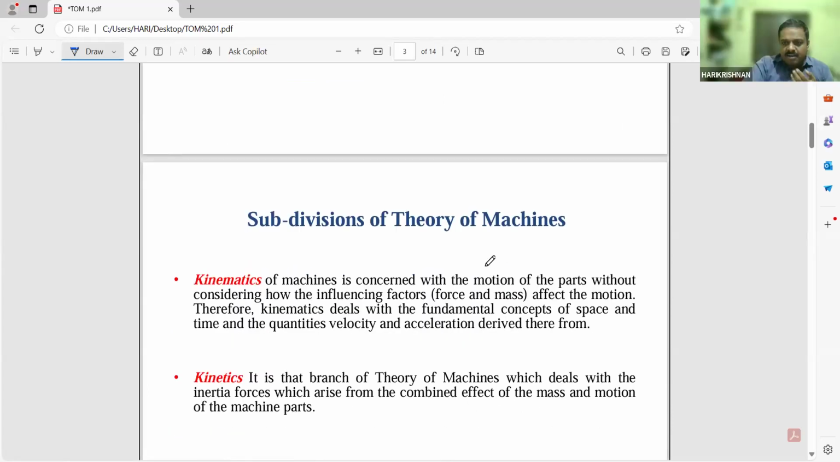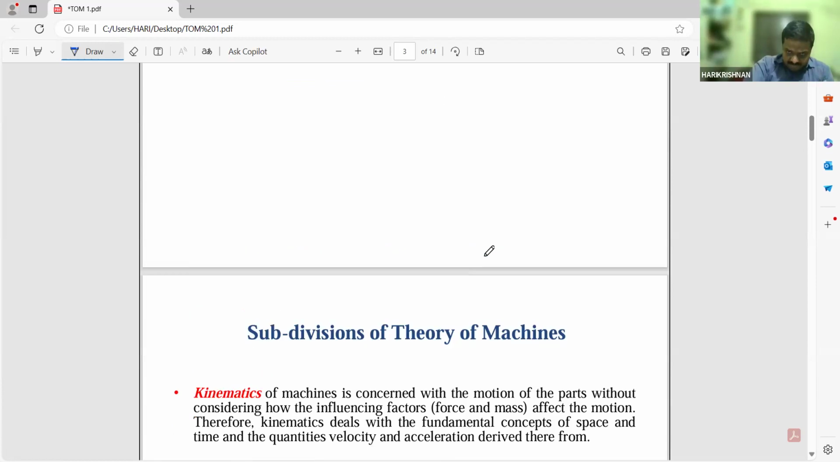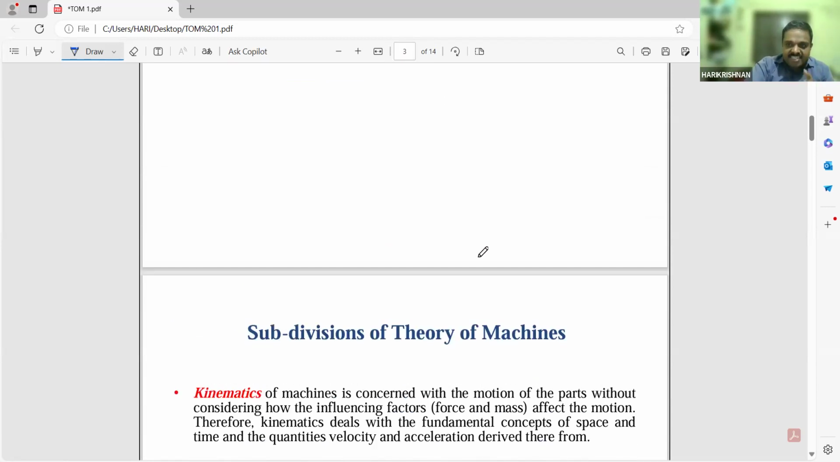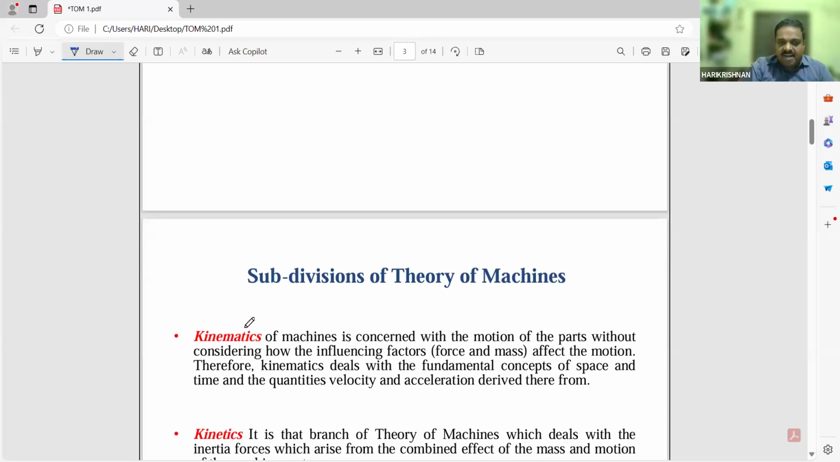Then comes the theory of machines. I told you the difference between a mechanism and a machine in the last class itself. When it comes to a machine, it will be doing some useful work, or some mechanical energy will be converted into some other energy, or if it is a rotary motion, it will be converted into reciprocating motion. Like that, some mechanism will happen, or one useful work will be generated. In that case, we say it is a machine. So theory of machines has two subdivisions. One is kinematics.